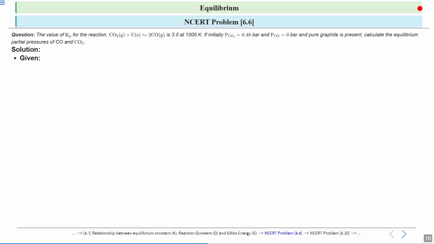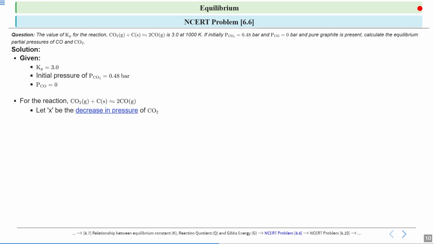What are the things that are given? First write those things. So we are given the value of Kp as 3.0. Then we are given the initial pressure of carbon dioxide, 0.48. There is no presence of carbon monoxide, so that is indicated by 0 partial pressure of carbon monoxide in the initial phase. Then further, for the reaction, write X as a decrease in pressure. So this is basically the amount of change that will occur upon the attainment of the equilibrium.